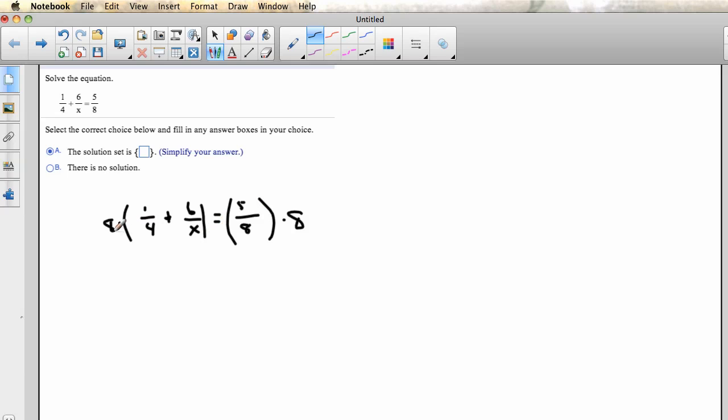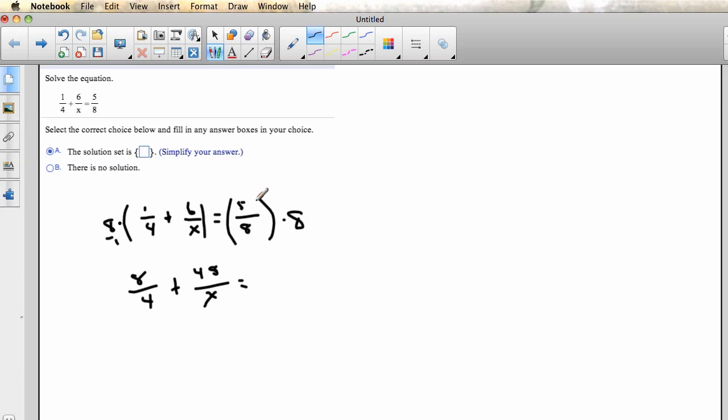So I've got to distribute this multiplication. I'll have 8 times a fourth, so that's 8 times 1 over 4. Remember, this is really 8 over 1. So 8 times 6 is 48. 1 times x is x. So 8 times 6 over x is just 48 over x.